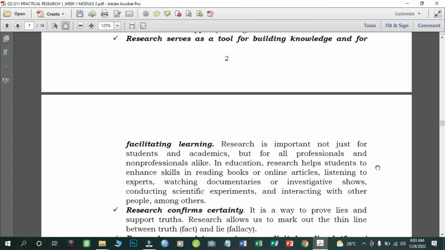So I think you're familiar with this because you conducted experiments in your science subjects. So by inquiring or having an experiment, you are able to gain new knowledge about your inquiry.